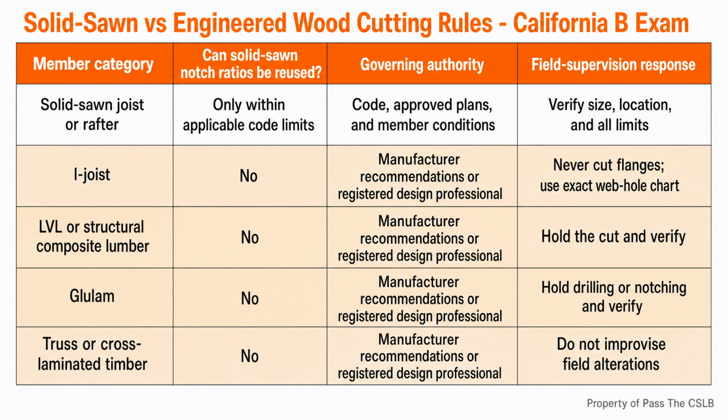Now let's get into it. The fastest way to turn a clean framing job into an engineered repair is to let somebody treat an I-joist like a 2x10. A solid-sawn joist and an engineered joist may occupy the same bay, but they do not give the field the same permission to cut. That is the central rule I want you to carry from this lesson.